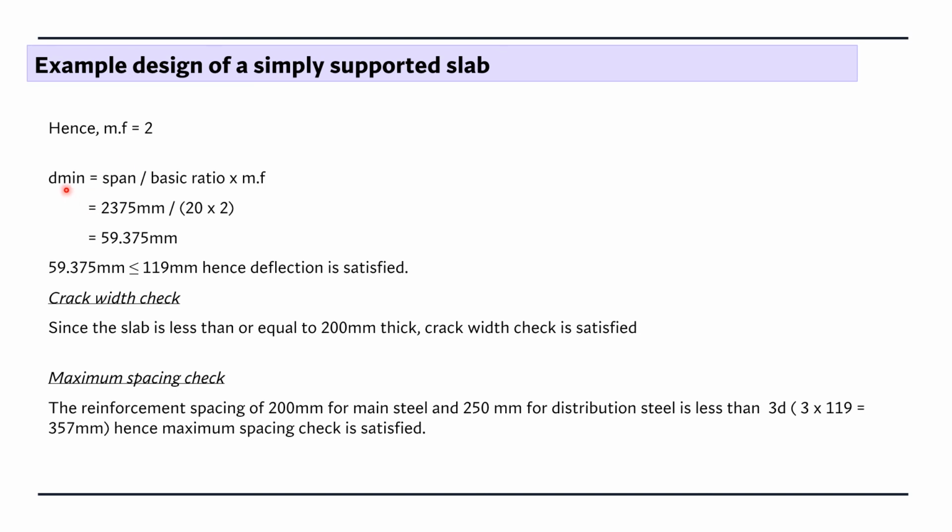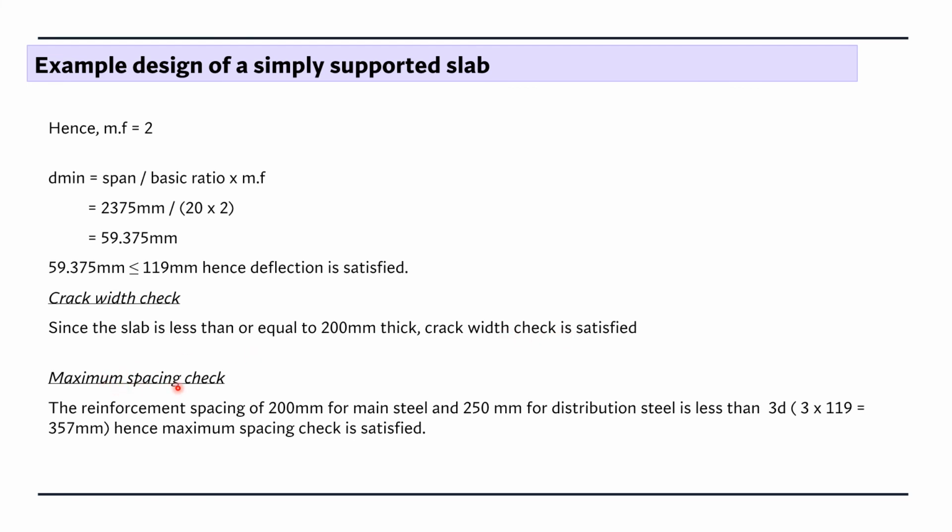Now we are going to calculate the d minimum required, which is span over basic ratio times MF we just calculated. So doing that, we get 59.375 millimeters. And if you look at it, this is much less than what we have been using so far, which is 119 millimeters. Hence, deflection is fully satisfied. Crack width check. Since the slab is less than or equal to 200 mm, crack width check is satisfied.